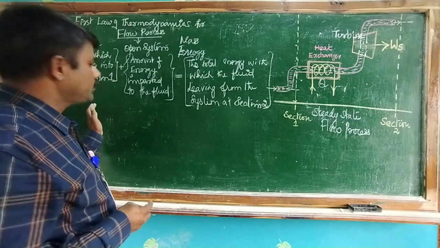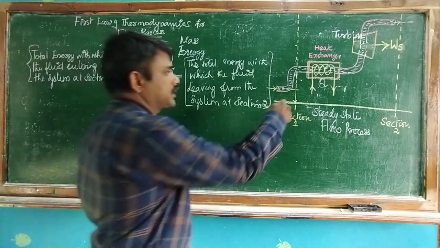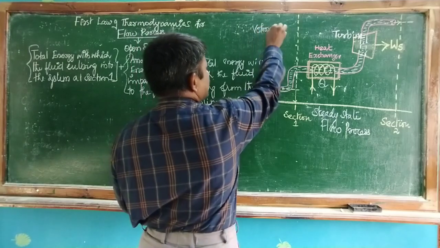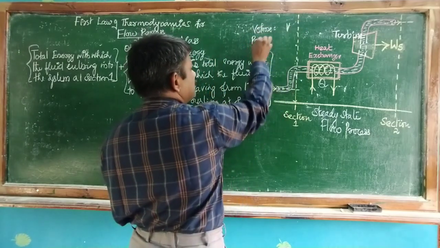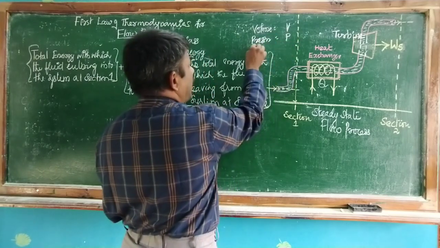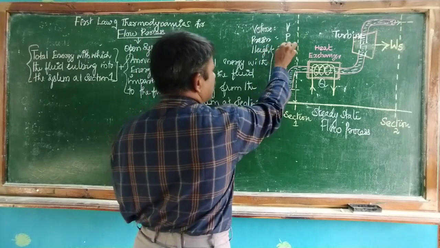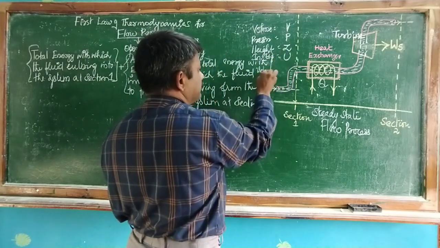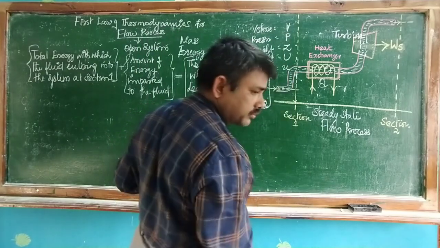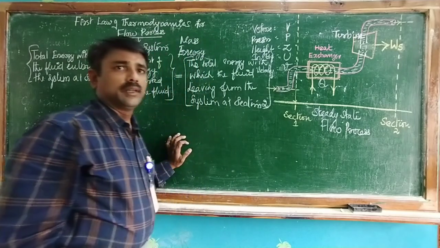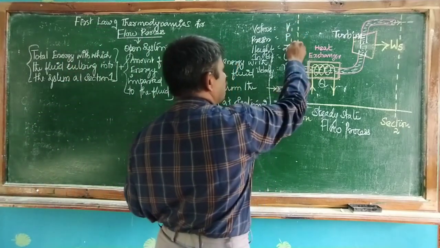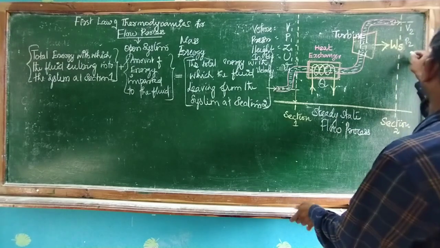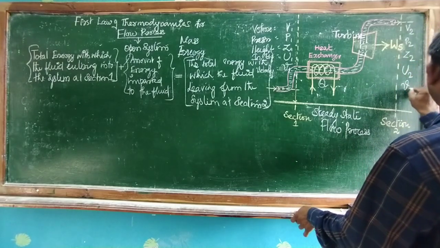Next, conditions. Before proceeding further, what are the conditions in section 1 and section 2? First, volume is represented by V. Pressure is P. Height from the datum is Z. Internal energy is U. Velocity is small u or small v. In section 1, I am using the subscripts: V1, P1, Z1, U1, v1. Similarly, in section 2, V2, P2, Z2, capital U2 and small v2.